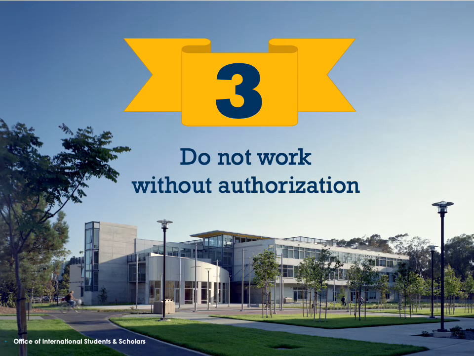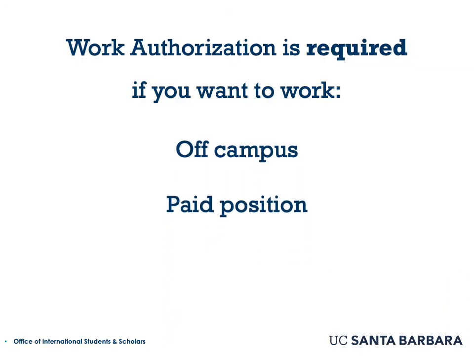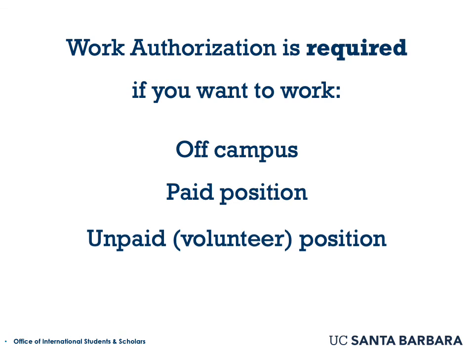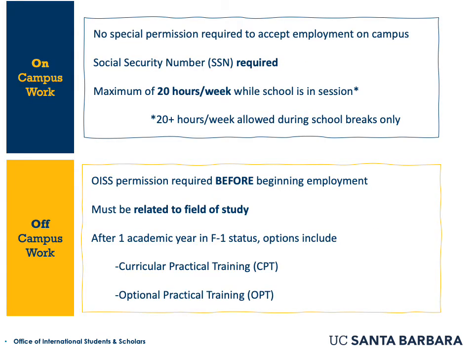So the third point is that you cannot work without authorization. Work authorization is required if you want to work off campus, in a paid position, an unpaid position. You need to have work authorization. If you want to work on campus as an F-1 student, you do not need special permission. You will need to get a social security number, an SSN, and there is a maximum number of hours you can work, 20 hours per week while school is in session.